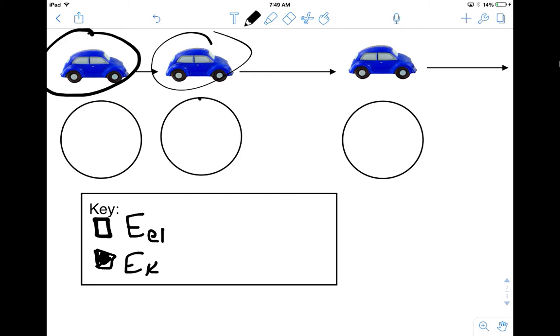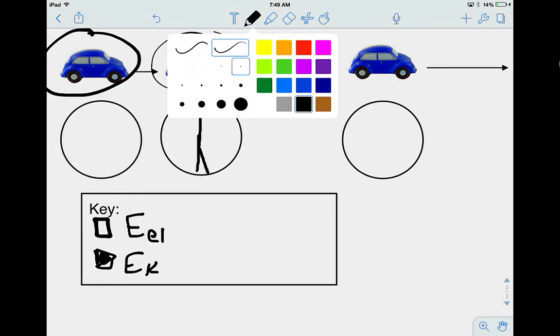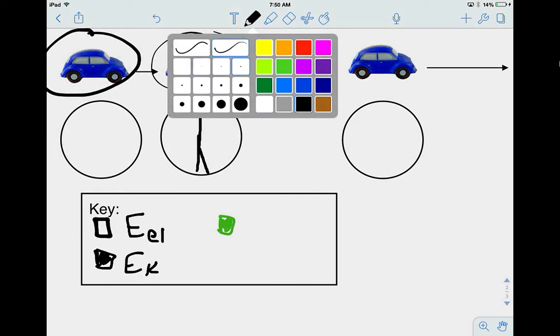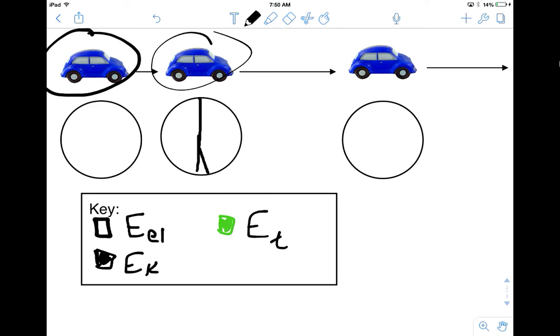All right, so let's say half of it is elastic, and the other half is kinetic, except for a tiny little sliver because there's friction in this. So what does friction do? Friction gives me thermal. So I'm going to have a bunch of kinetic, and then a tiny little bit of thermal.